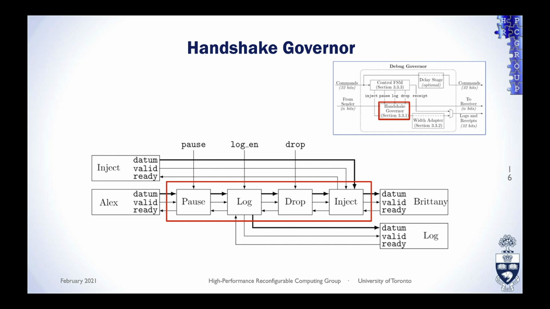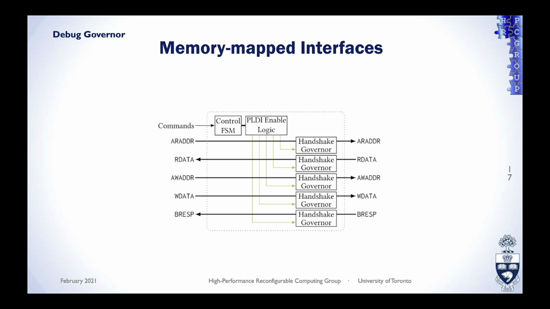Finally, the centerpiece of the debug governor is something we call a handshake governor. This module is what actually manipulates transactions. It is made up of a chain of 4 circuits, one for each of the pause, log, drop, and inject actions. Any subset can be active at any given time. A simple debug governor has only one handshake governor. But we can compose them together in powerful ways. For example, in the paper, we discuss how to make a debug governor for a memory mapped bus.